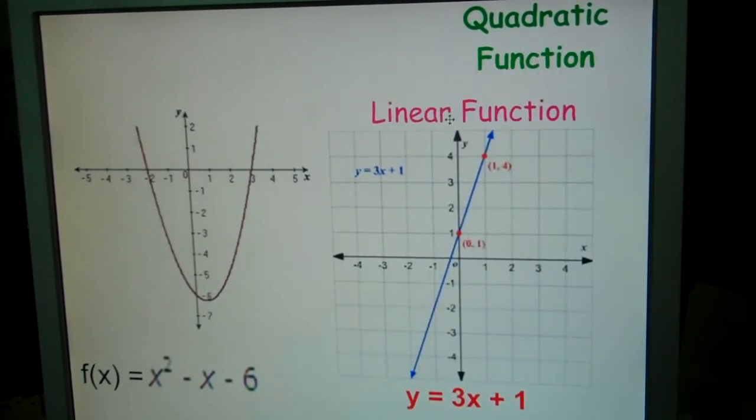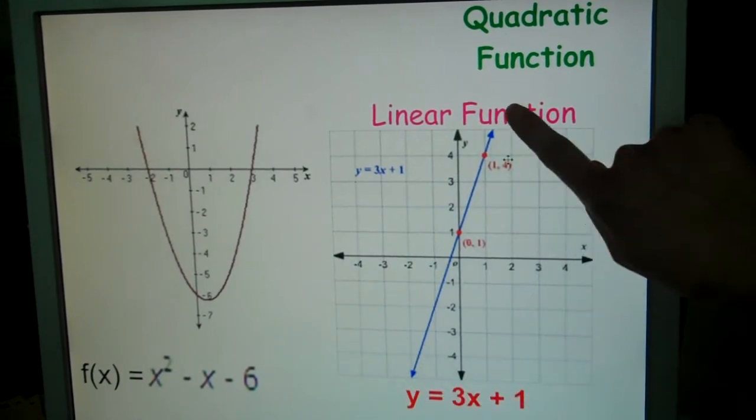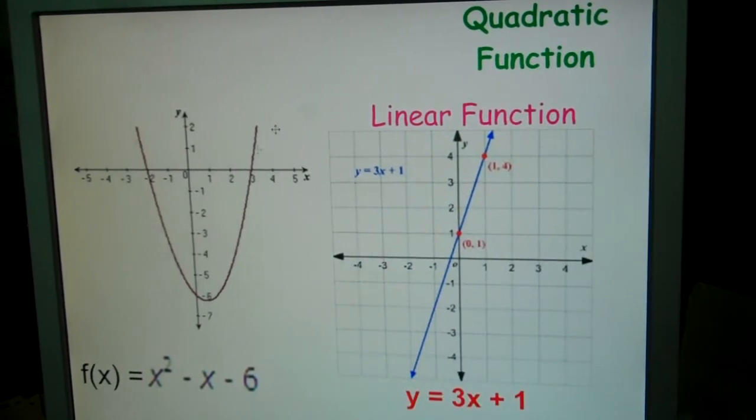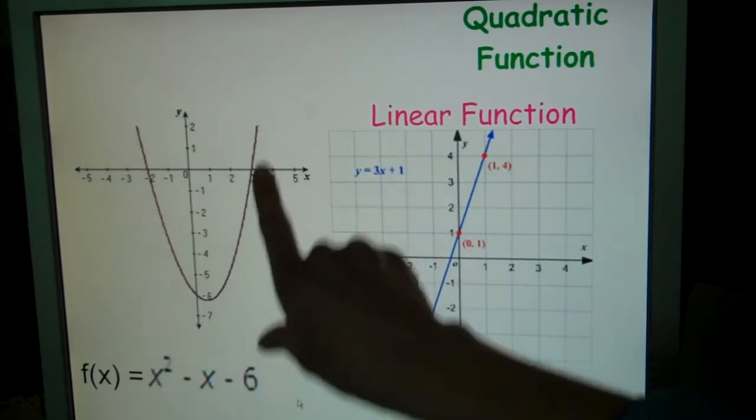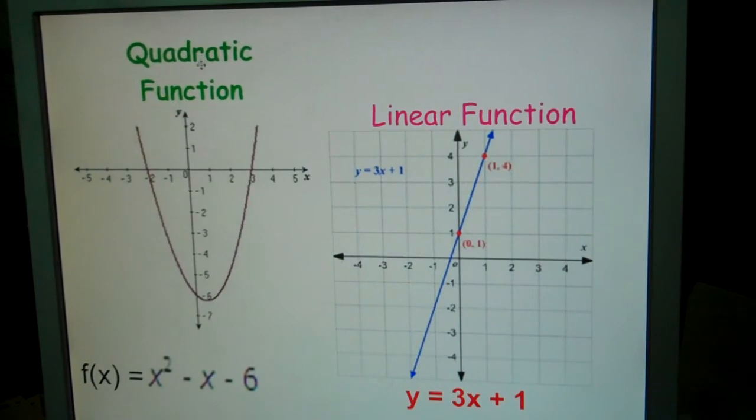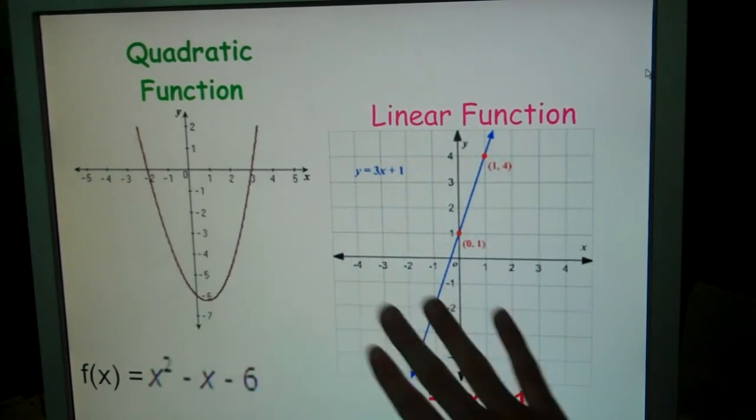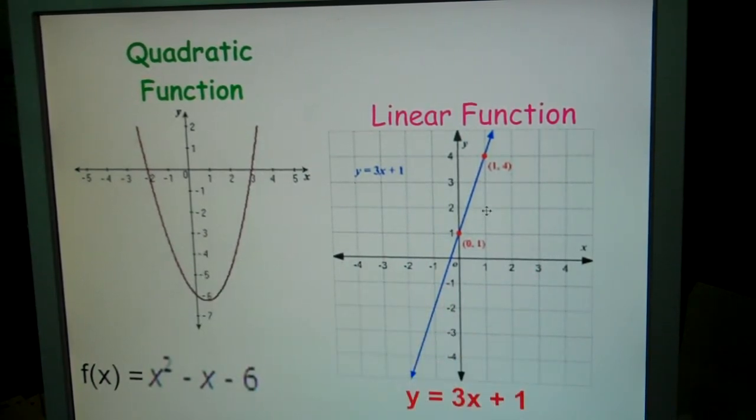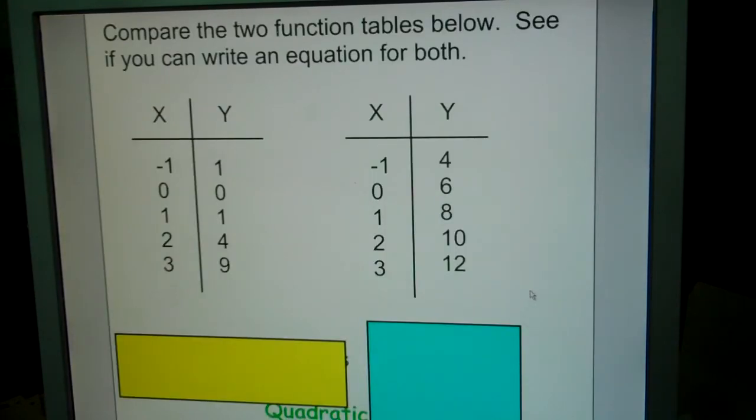This is a linear function, meaning it forms a straight line when you graph it. Now this one that forms this U shape, this kind of bowl that we form here, that is going to be our new guy, quadratic functions. Please make sure that you give yourself a sketch of both of these. You must know the difference between the two of these.